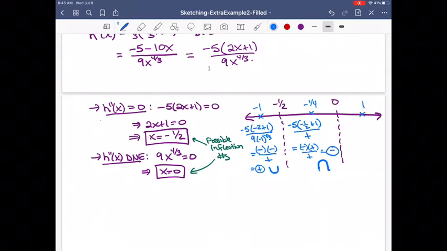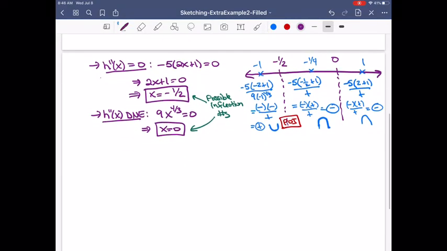Okay, now I pick 1, so this is negative 5 times 2 plus 1 over a positive number. So again, I have a negative times a positive over a positive. So this is also a negative, so I'm still concave down. Okay, so at negative 1/2, I have a point of inflection because it switches concavity. So I'm definitely going to want the y value there.